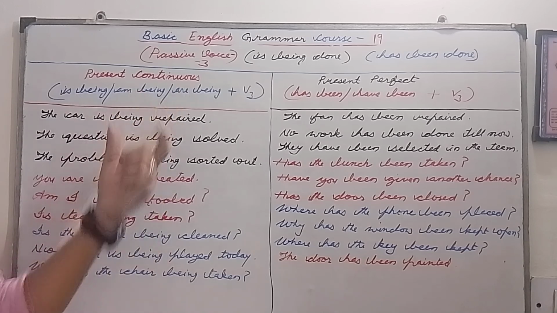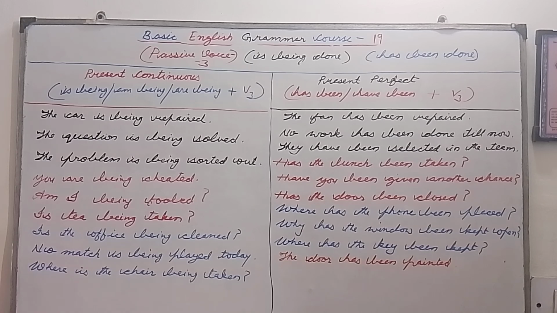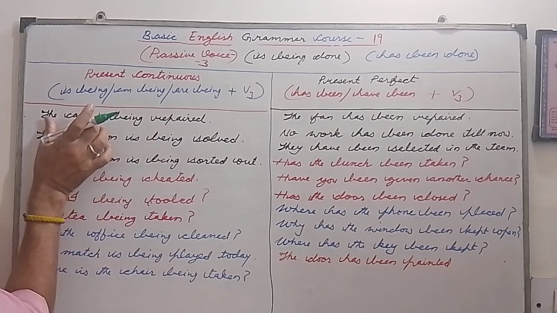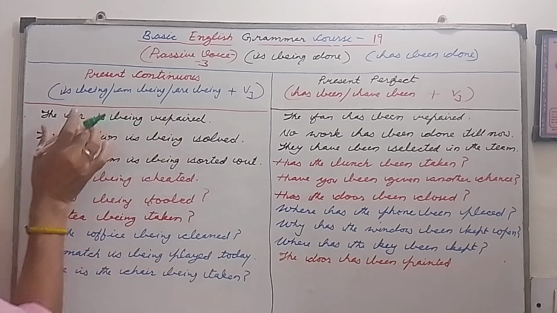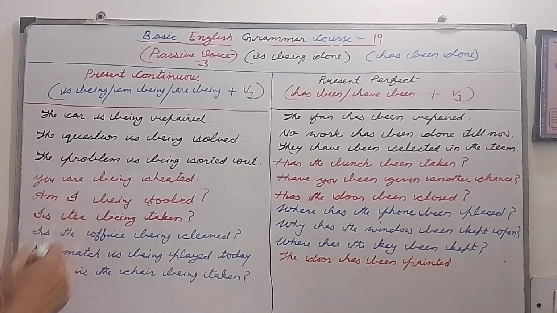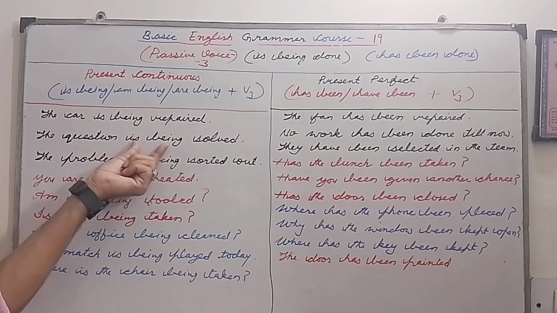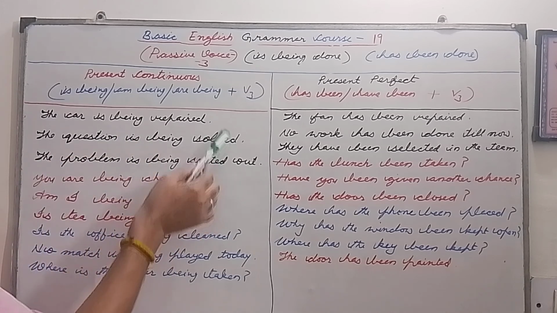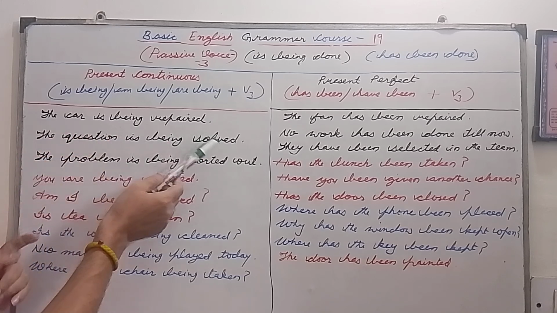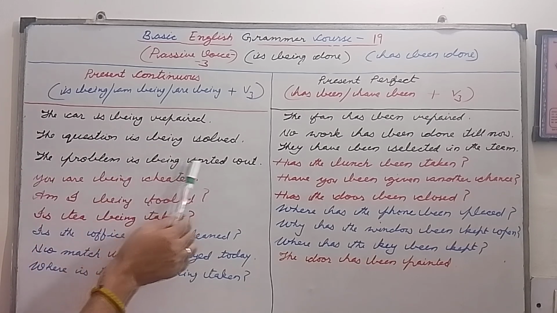So now let's take some examples. The car is being repaired. This is the action which is affecting the car. It is the car which is getting affected. The question is being solved. So is being is the helping verb and solved is the third form of the verb. And it is the question which is receiving the effect of the action shown by this verb. The problem is being sorted out.